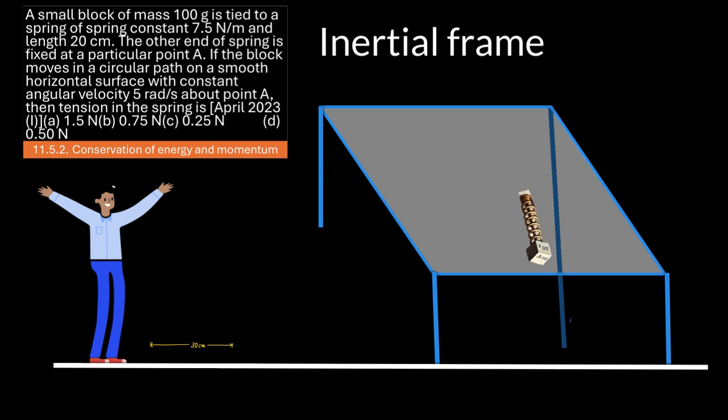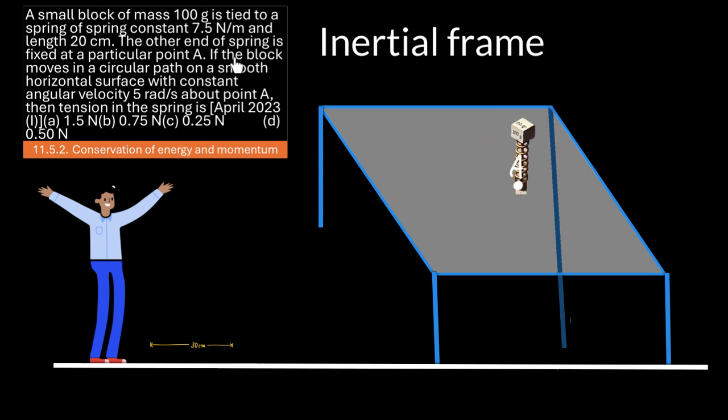So we have a small block of mass 100 gram tied to a spring of spring constant 7.9. The other end is fixed at a particular point A, which is the point the question is trying to mention.